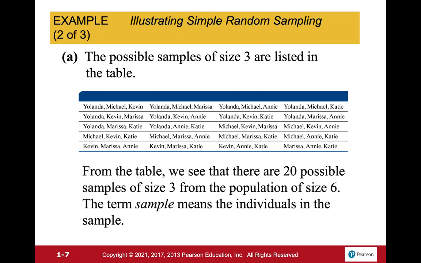All right, so clear. From the table, we see that there are 20 different possibilities of sample size 3 from the population of size 6. The term sample means the individuals of the sample. We're not looking at each individual individually. We're looking at just the samples of size 3.